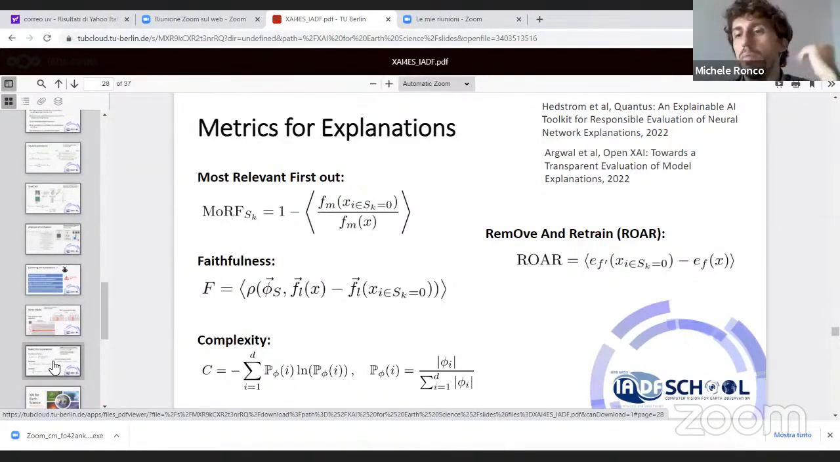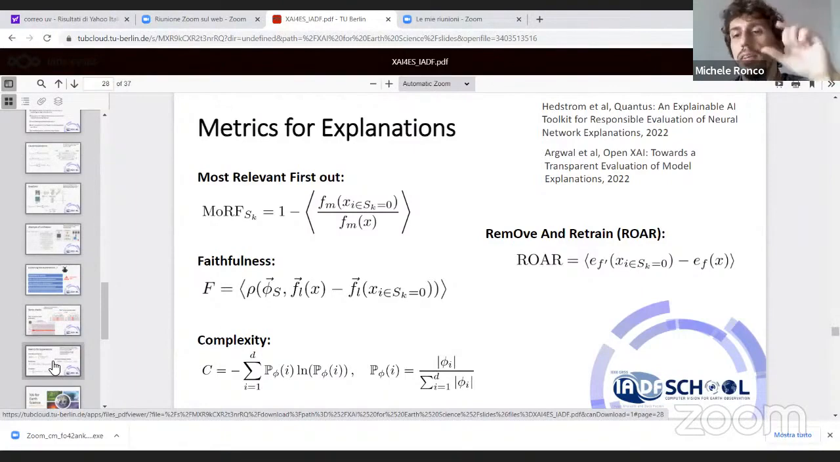Whatever explanation method we use, in the end it produces an ordering of the input features from the most relevant to the least relevant. And what is done in this metric is to use this ordering to gradually remove the input features, either setting them to zero or using more sophisticated approaches, and then computing the ratio of the difference between the output of the function when these important features have been removed, with respect to the original output.